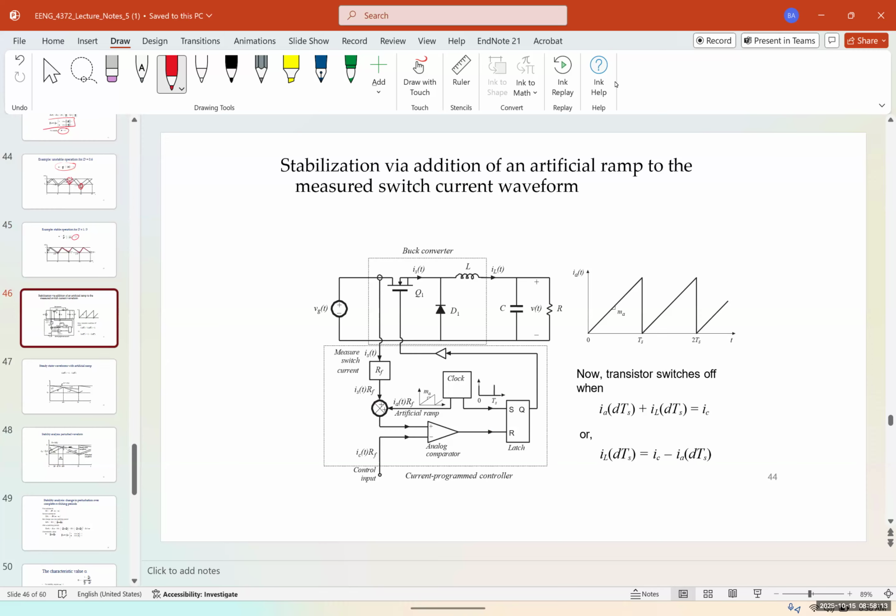For stabilization via addition of an artificial ramp to the measured switch current waveform, we can add an artificial ramp. The transistor will switch off when IA(DTs) plus IL(DTs) is equal to IC, or in other words, IL(DTs) is equal to IC minus IA(DTs). And we have the same current program controller. The only difference is we have an artificial ramp added here, and this artificial ramp compensates and makes the system stabilized.